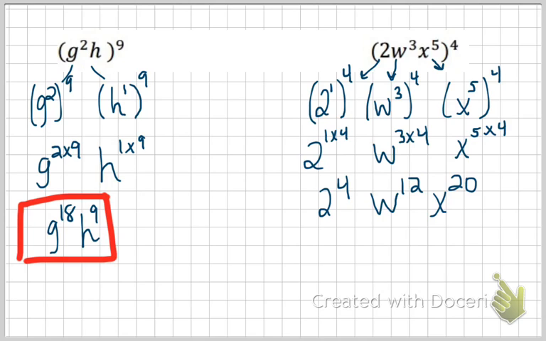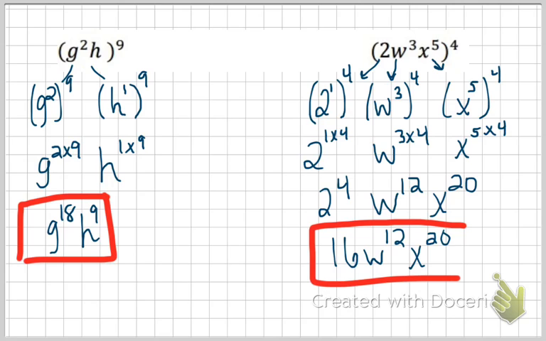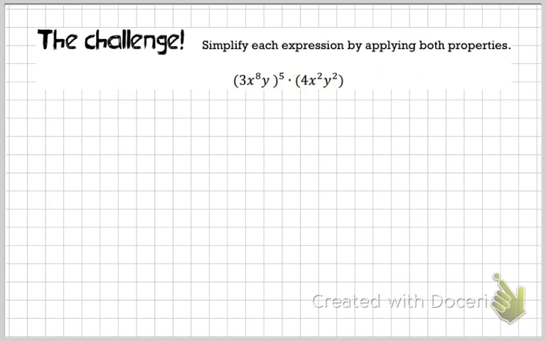Of course, this is not simplified enough, so we need to write it as a number without an exponent. And we get 16. I'm going to write the w a little closer to it and the x a little closer to that. And we have our simplified answer.